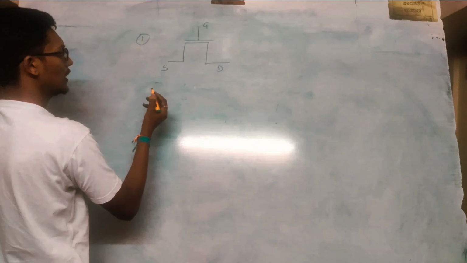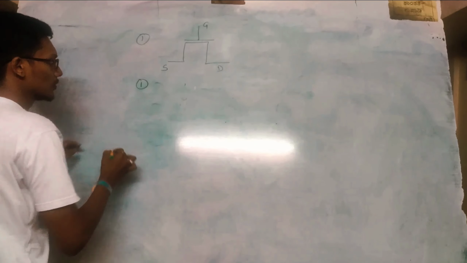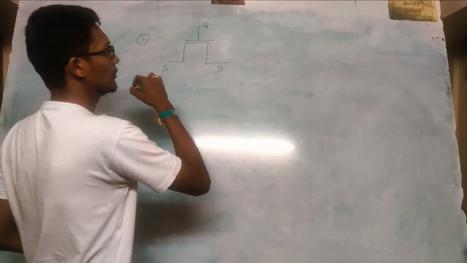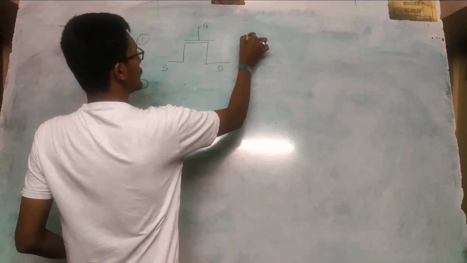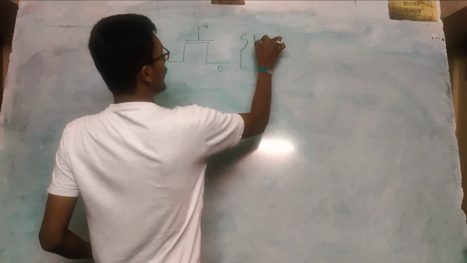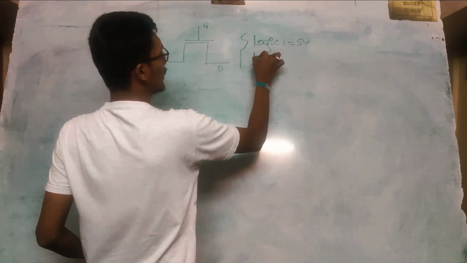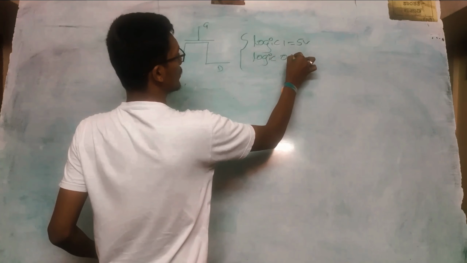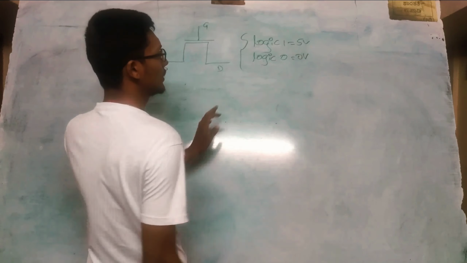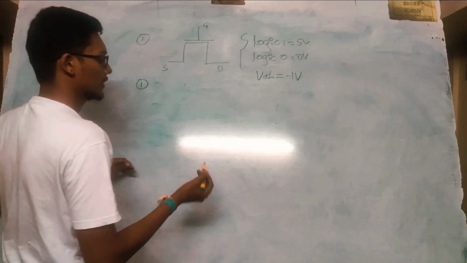Let me consider my case 1. Before going to the cases, we have some assumptions. I'll take logic 1 as 5 volts and logic 0 as 0 volts. These are my initial assumptions. And one more thing, VTH I'll consider as minus 1 volt. For PMOSes, VTH will be negative. So let me derive my first case.